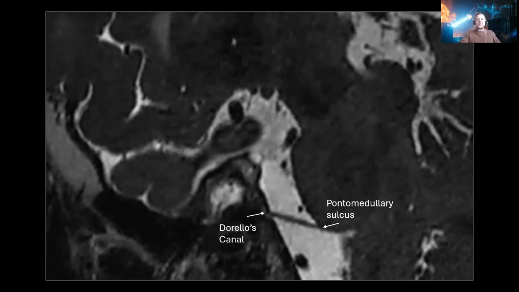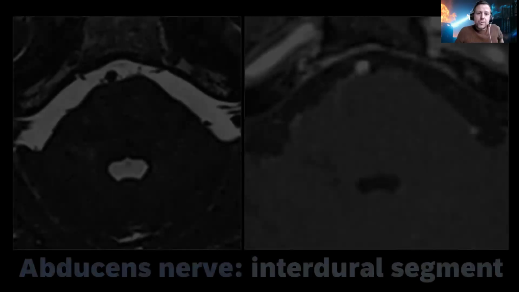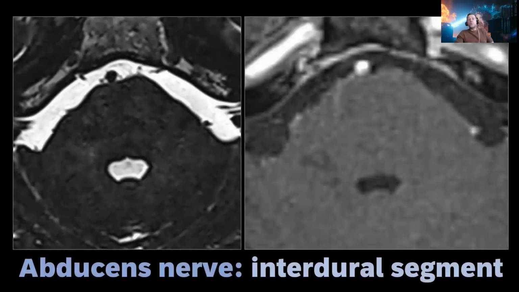Okay, what is Dorello's canal? Dorello's canal constitutes the so-called interdural segment of the abducens nerve. I told you the abducens nerve has an interdural segment. The oculomotor nerve and trochlear nerve don't have that. What is it? It's a very small dural-lined channel located in the venous plexus at the back of the clivus. Let's try to recognize it on images. So over here we have the abducens nerve, and we see a very small protrusion over here filled with cerebrospinal fluid, T2 hyperintense. That is Dorello's canal.